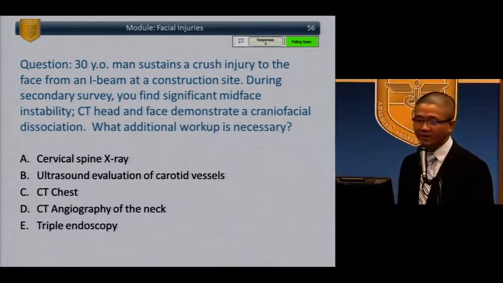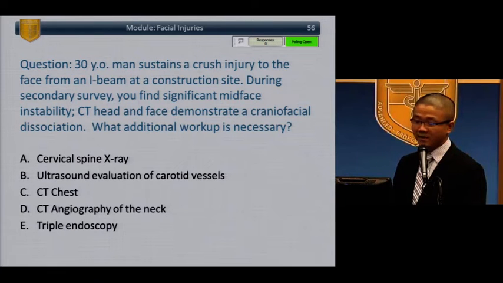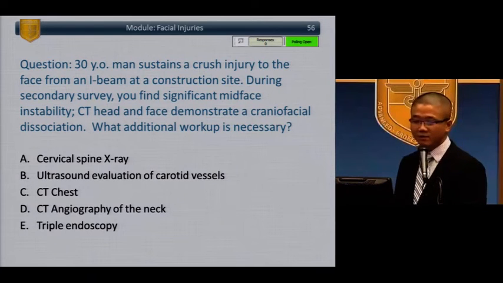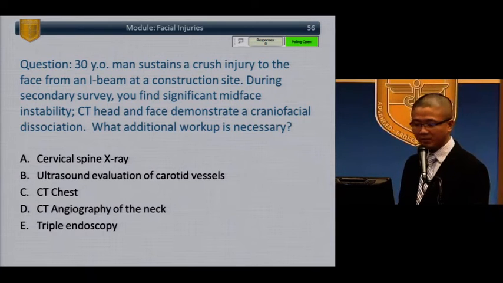All right, let's get to another question. A 30-year-old man sustains a crush injury to the face from an I-beam, ouch, at a construction site. During the secondary survey, you find significant mid-face instability, and the CT head and face demonstrate a craniofacial dissociation, aka Lefort 3. What additional workup is necessary? Oh, I think I just did this. So we should get 100% correct.